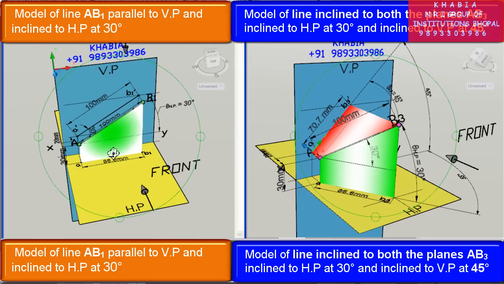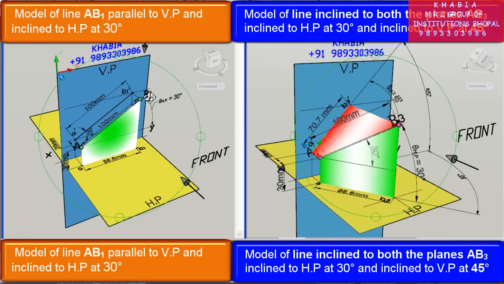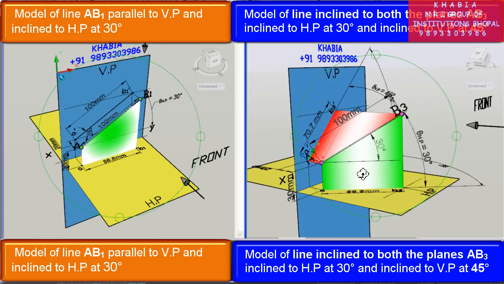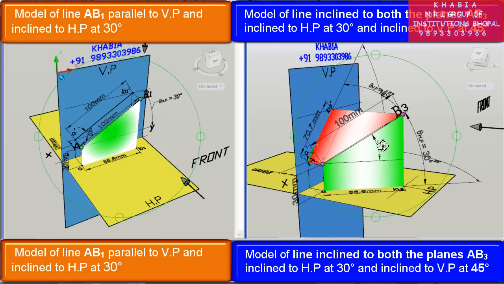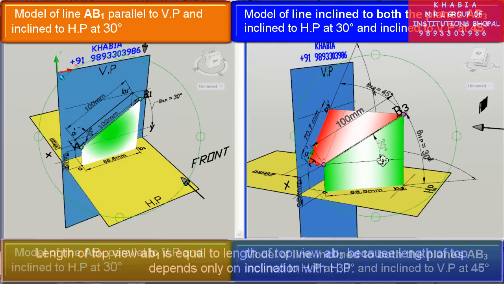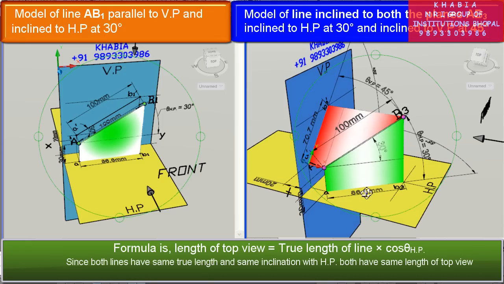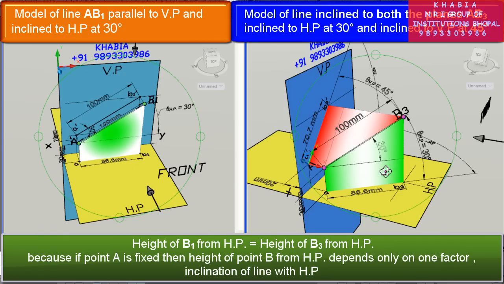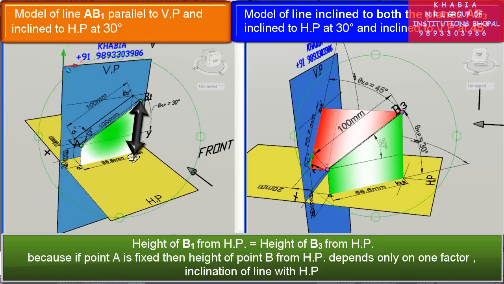And this is the model for the simple line AB1. The similarity between simple line AB1 and line inclined to both the planes AB3 is that both have the same length, 100 mm, and both are inclined to HP at the same angle, 30 degree. You can very clearly see that the length of top view of this simple line AB1 and the length of top view of this line inclined to both the planes AB3 is the same, 86.6 mm. Similarly, the height of B3 from the horizontal plane is equal to the height of B1 from the horizontal plane.